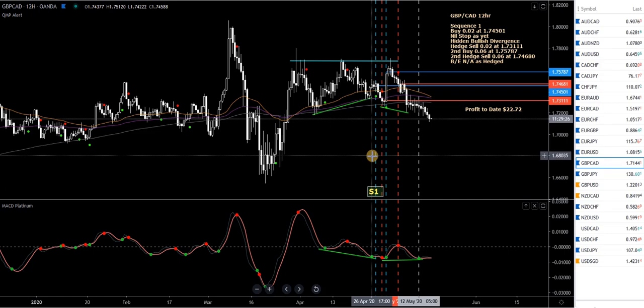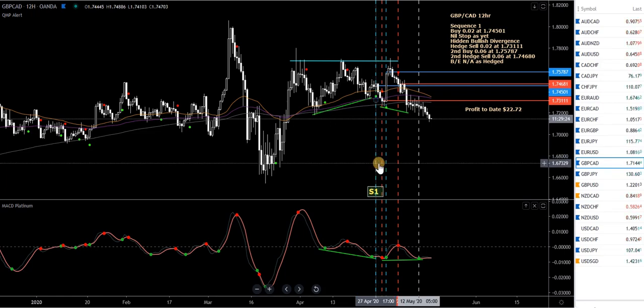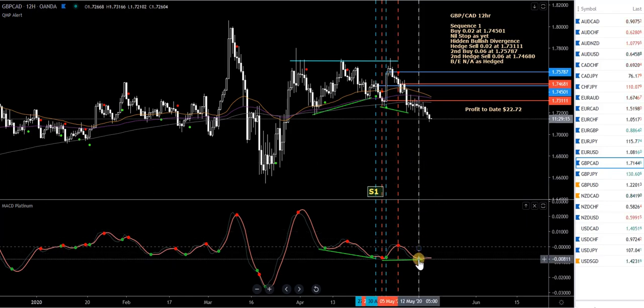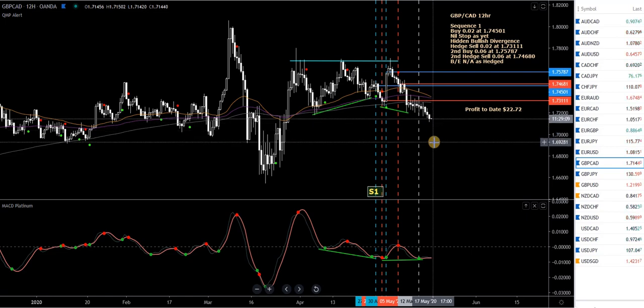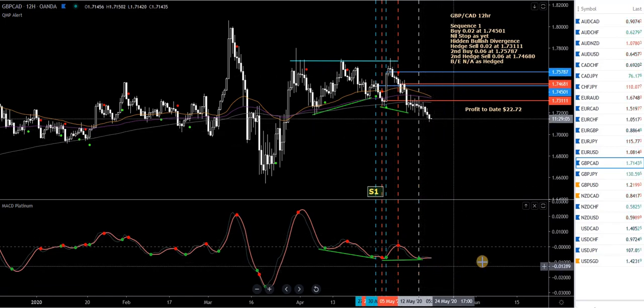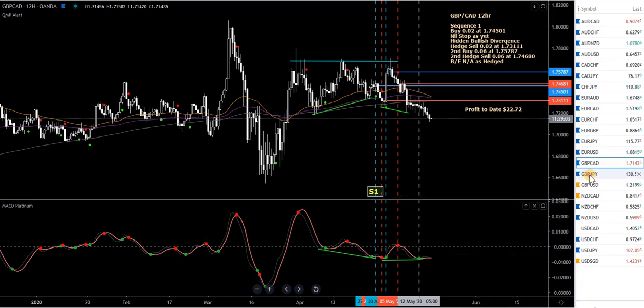Pound CAD, took a buy, we only got the one sequence. Hedge sell, second buy, second hedge sell. Got a new green dot on the MACD platinum below the zero level, but we didn't get the buy. This thing's just slowly rolled over. Now it's heading down, but we're hedged at the moment. Still below the zero level here, so we're looking for a buy to break the hedge.